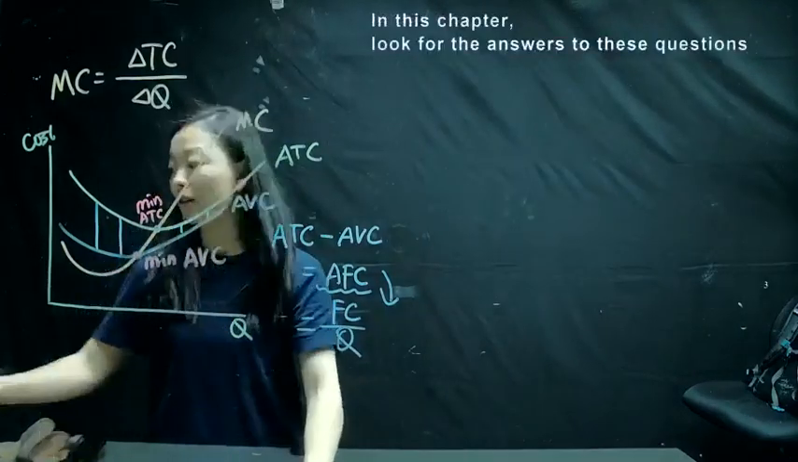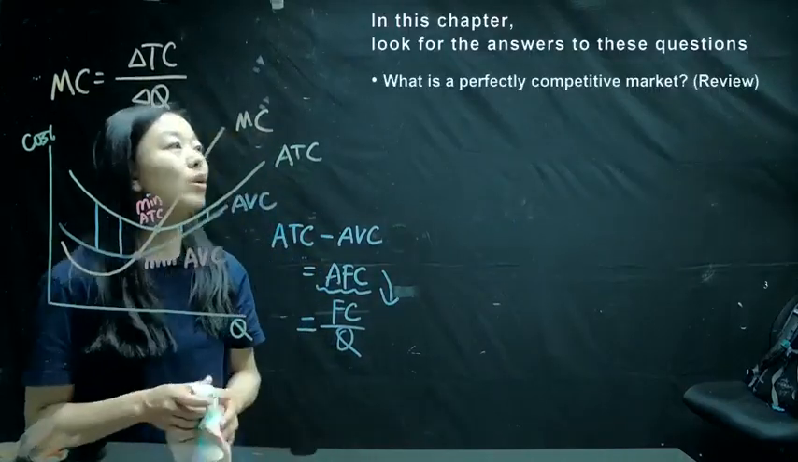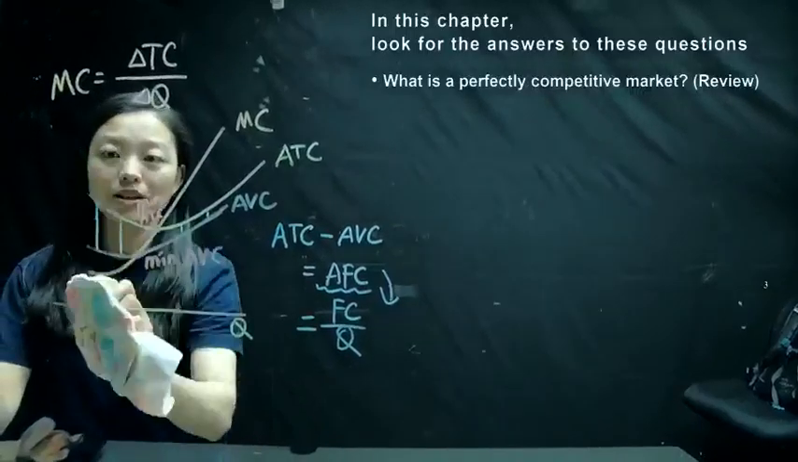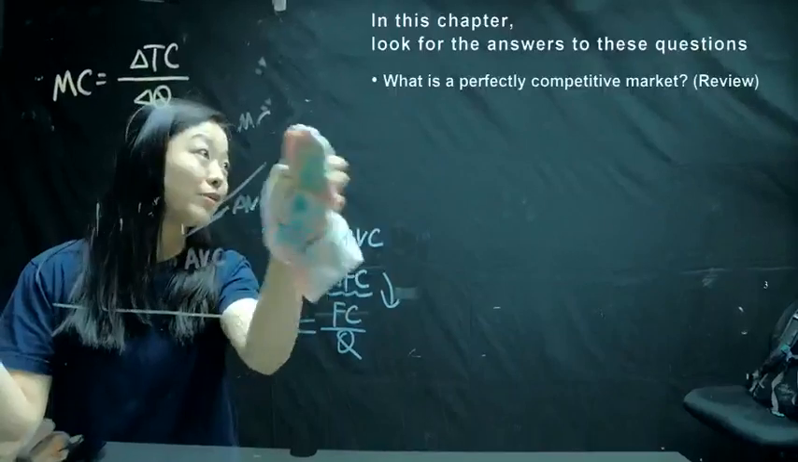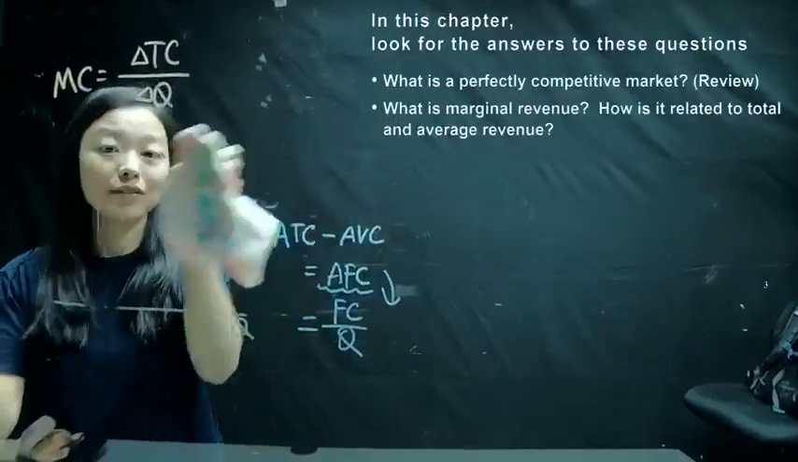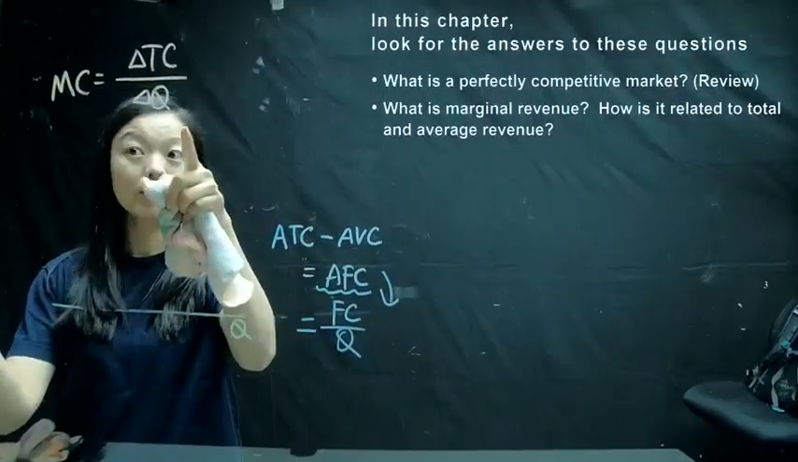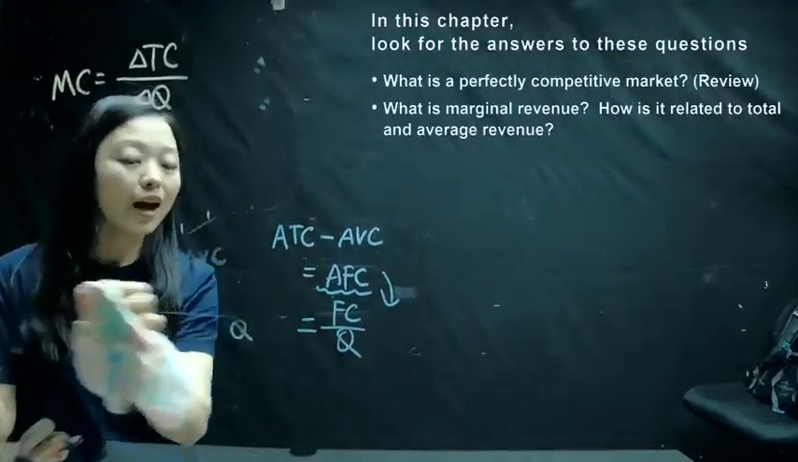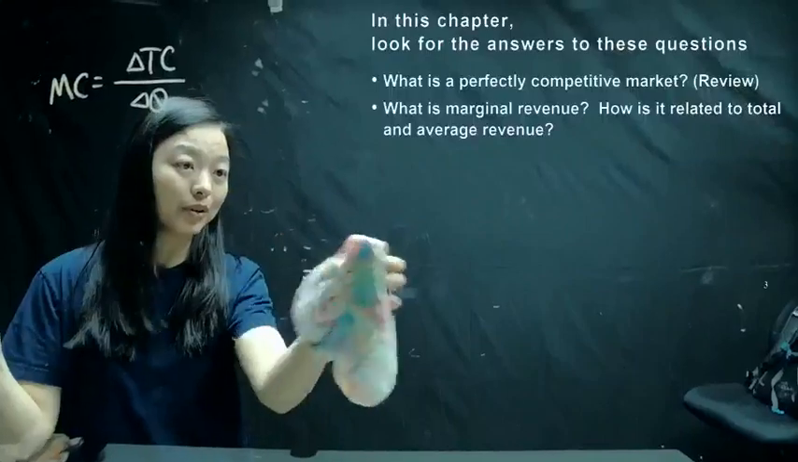Now let's see what we will learn in chapter 14. In chapter 14, we try to answer different questions. The first one is, what is a perfectly competitive market? This part we already learned in chapter 1 and chapter 4, so it is just a review. Then we'll move on to what marginal revenue is. We not only need to consider marginal cost, we also need to learn marginal revenue and how it relates to average and total revenue.